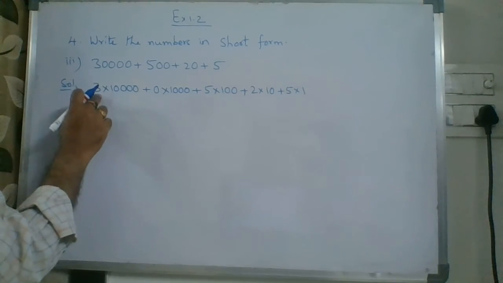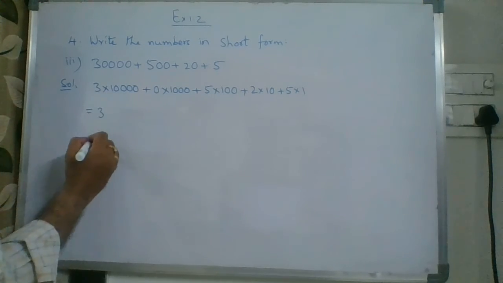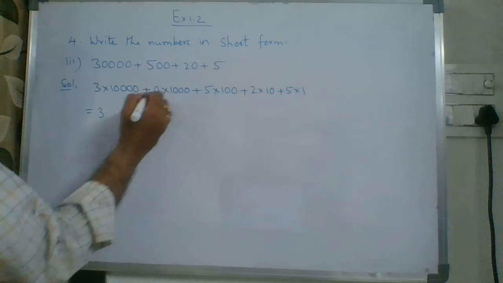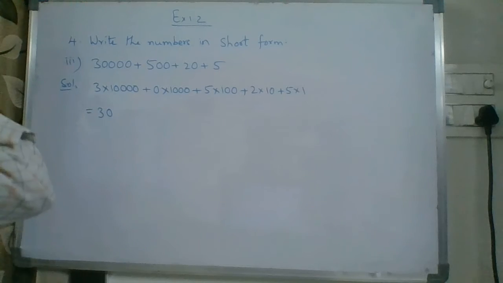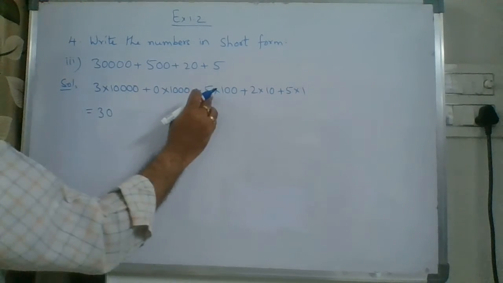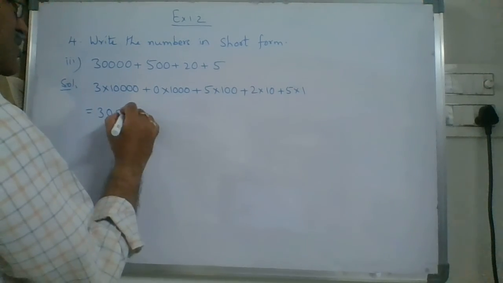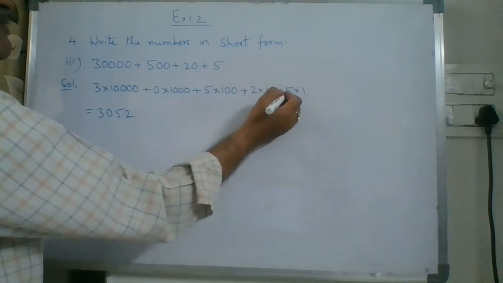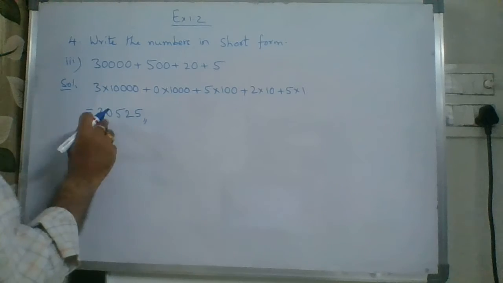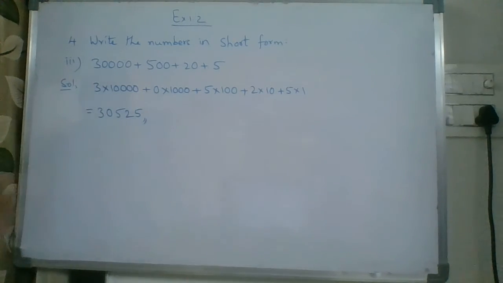How do we write in short form? See, so this is 10,000's place 3 and in thousands place is 0. There is no digit, isn't it? Therefore, we put 0. And in hundreds place it is 5 and in tens place is 2 and in ones place is 5. Okay, this is the short form of the given expansion form.